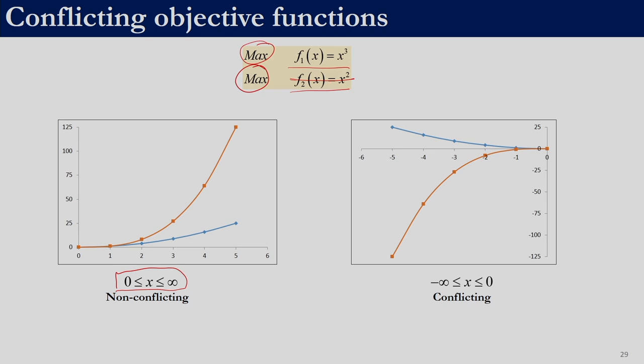But if we change the domain of the variables from 0 to infinity to minus infinity to 0, right, then they become conflicting, right? So one has to study the nature of the objective function, the constraint, and the domain of the decision variable to determine whether two objective functions are conflicting or not, right? So this is just to give you the difference between single objective and multi-objective optimization. In this course, we will be restricting ourselves to single objective optimization, right?